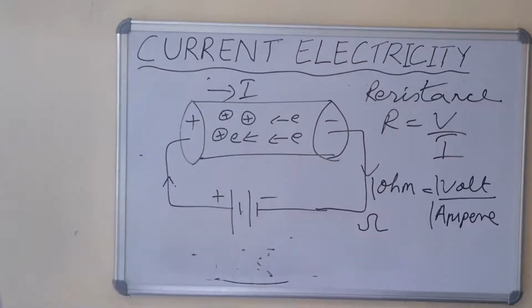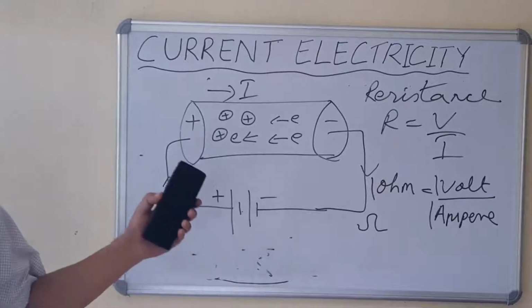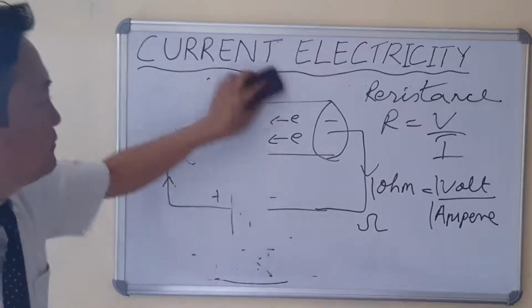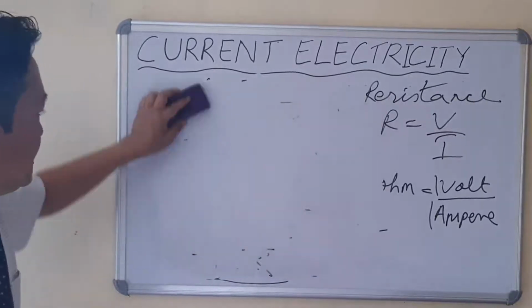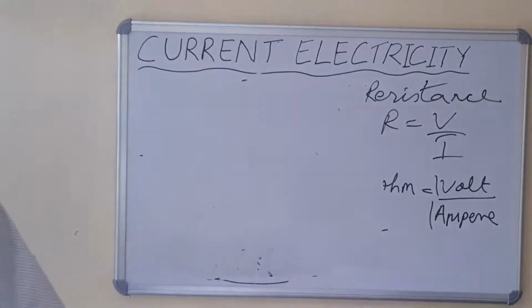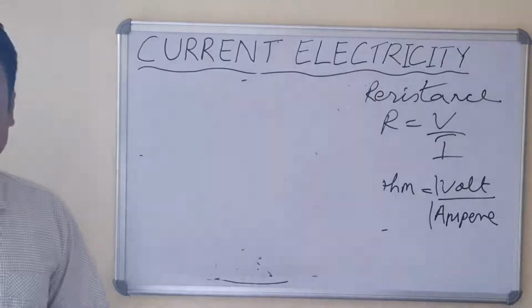The factors affecting the resistance of the conductor. So what are the factors affecting the resistance of the conductor? There are 4 factors which affect the resistance of a conductor. Number 1 factor is the length of a conductor.